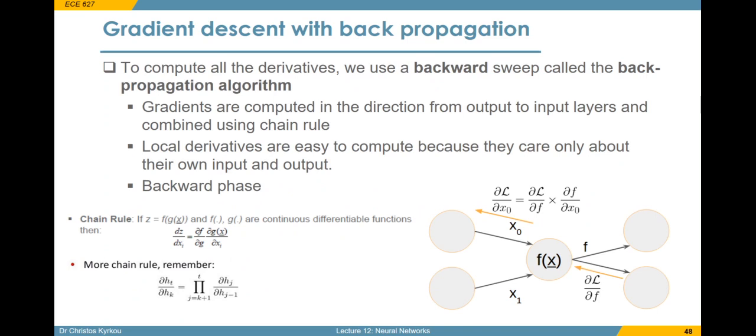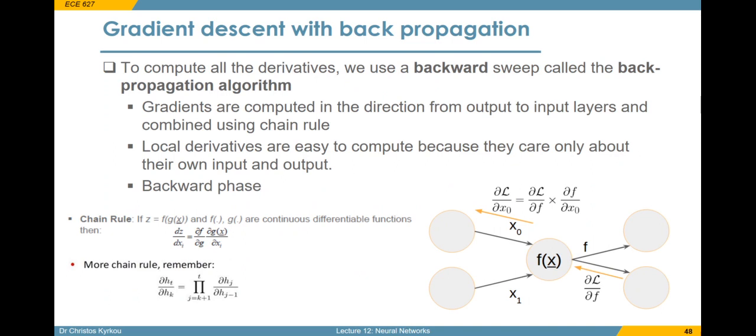Backpropagation relies on the fact that in a neural network we have nested functions. If you recall the chain rule from derivatives, backpropagation is basically an application of the chain rule to neural networks.